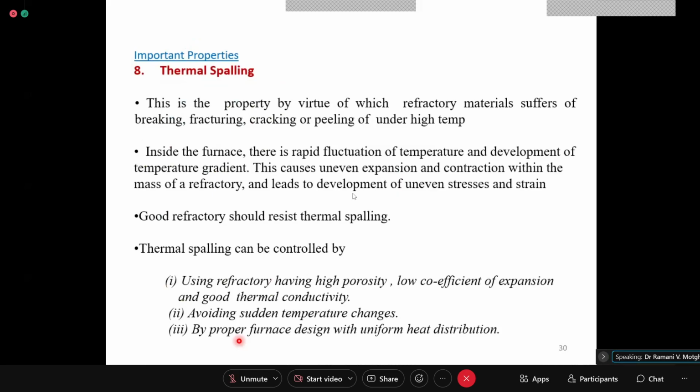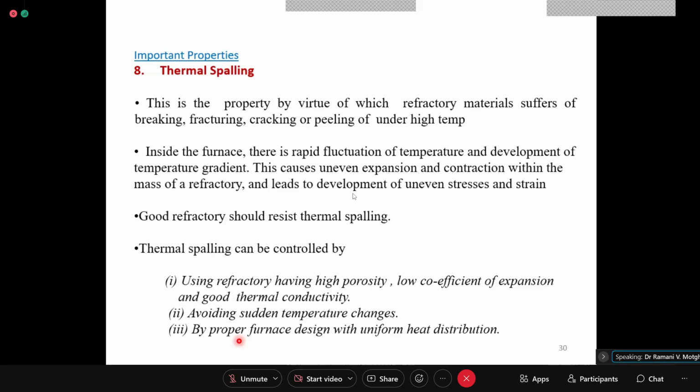Then thermal spalling, this is an important property by virtue of which refractory undergoes breaking or fracturing or peeling out or cracking. Okay, flakes of refractory material coming out. Such kind of action is termed as thermal spalling.